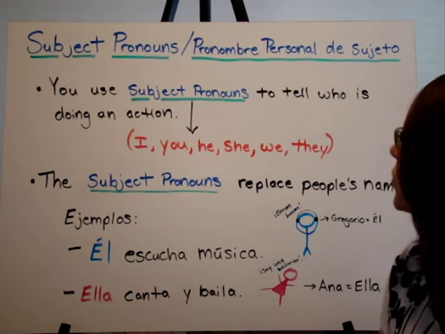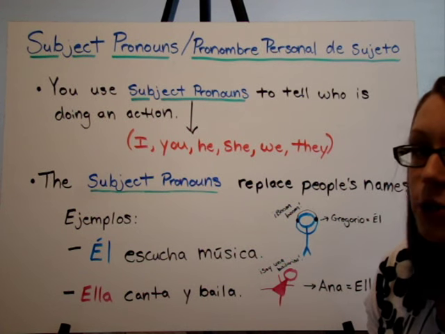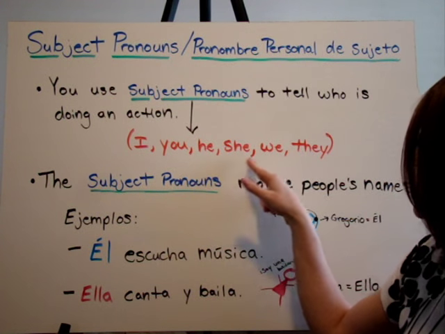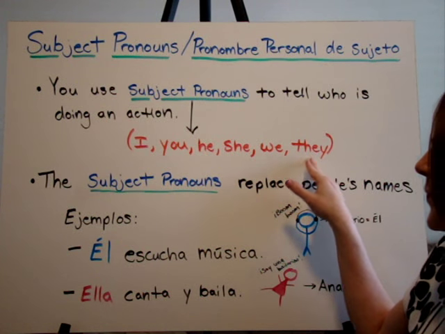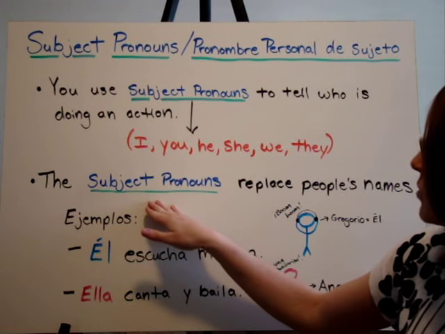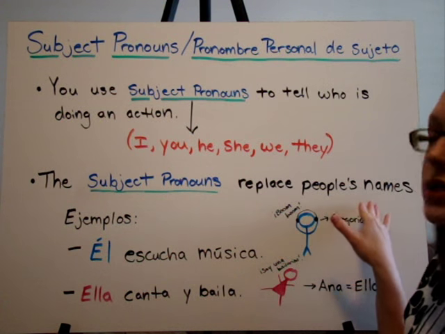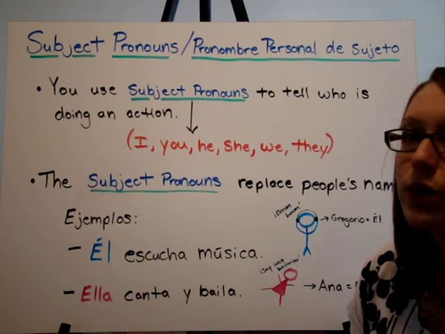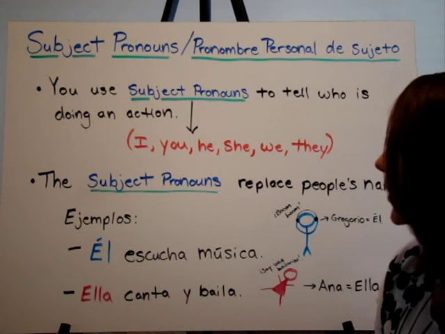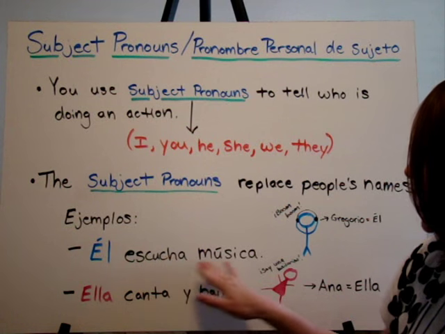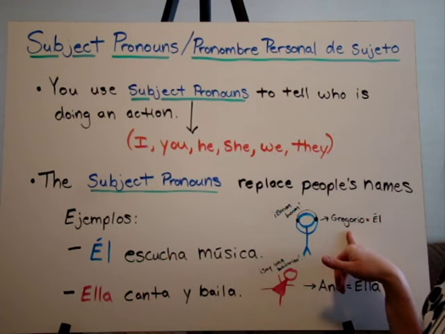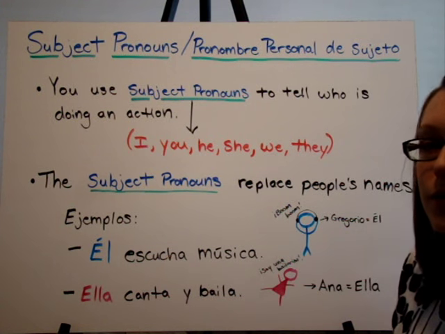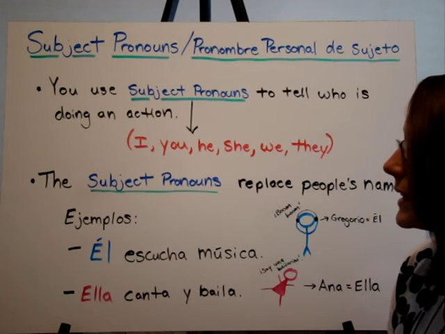You use subject pronouns to tell who is doing an action. The subject pronouns in English are I, you, he, she, we, and they. We are going to use subject pronouns to replace people's names in the instance that we already know who we're talking about and we don't need to say their name again. For example, él escucha música. We already know that we're talking about Gregorio, so we don't need to keep saying his name. So to simplify it, we say él or he.